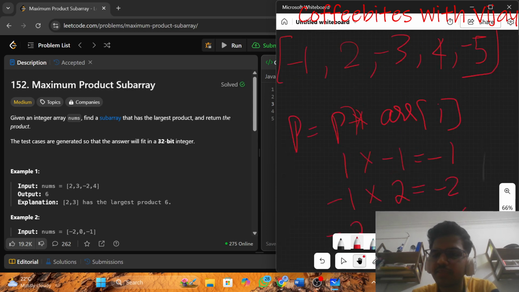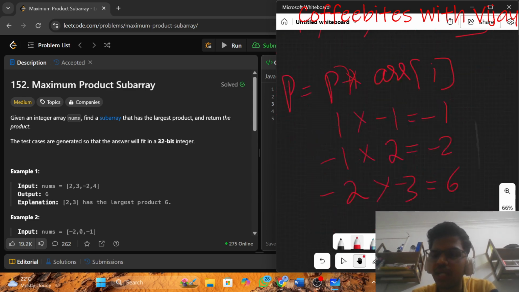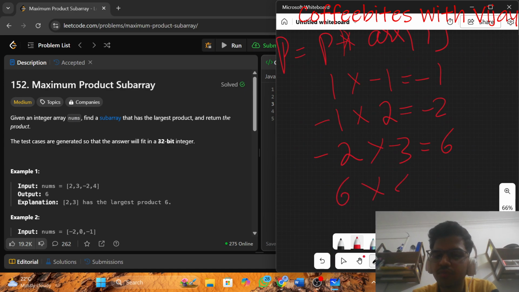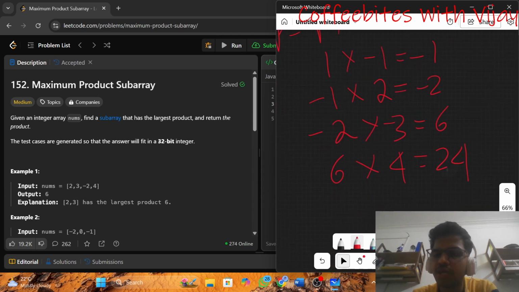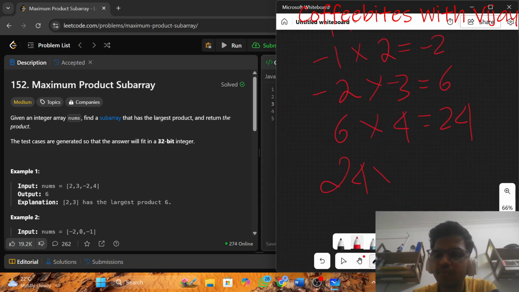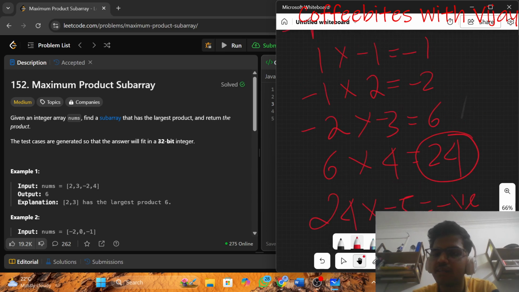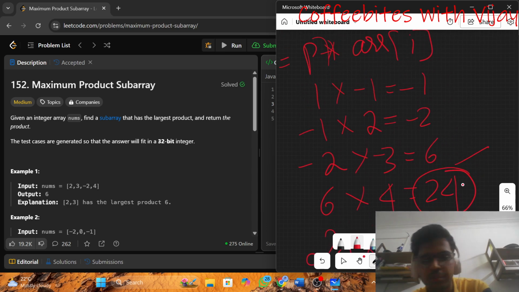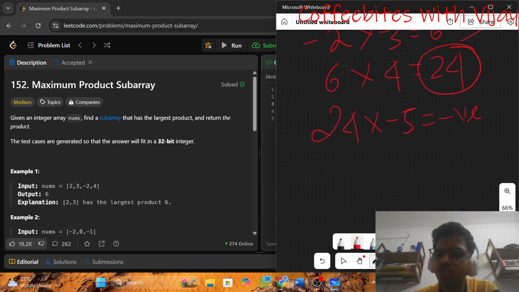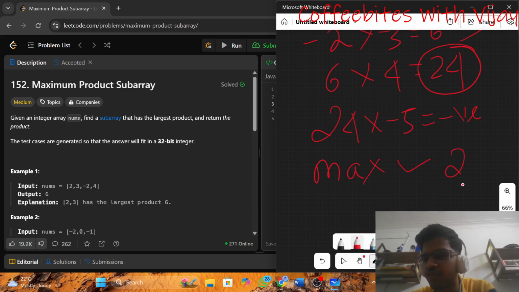be plus 6, again I'll do 6 into 4, 24, and I'll do 24 into minus 5. This would be negative, so I don't care. The maximum value among all these answers is plus 24, so the maximum is 24, and what you will do is you will return the maximum value as 24.